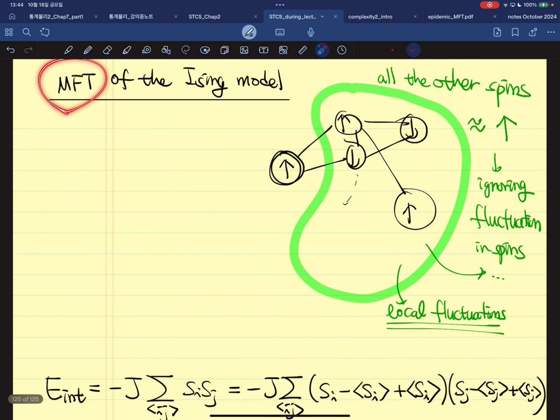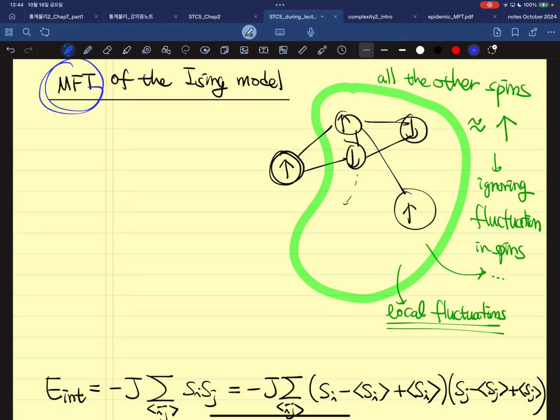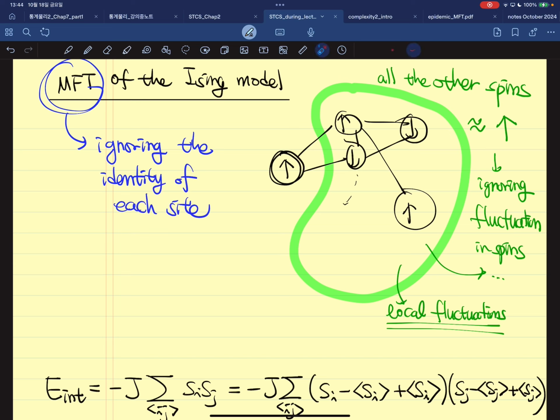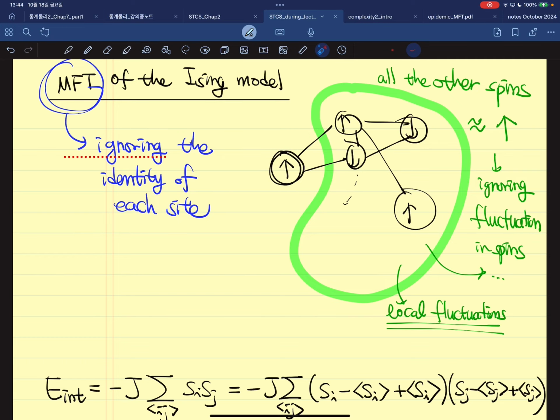This mean field theory basically ignores the identity of each site. All of the sites will be equivalent. That is the main point.